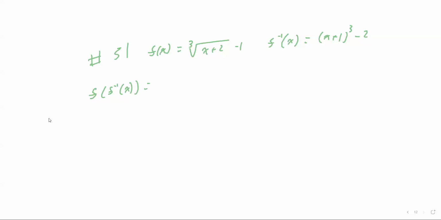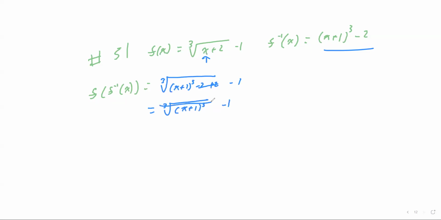So again, I'm going to take this, replace this x. So this is going to become the cube root of x plus 1 cubed minus 2 plus 2. So this whole thing replaced that x, and then I still had a plus 2 and then a minus 1. So now when I'm working, I see the minus 2 and the plus 2 go away. So I have the cube root of x plus 1 cubed minus 1.